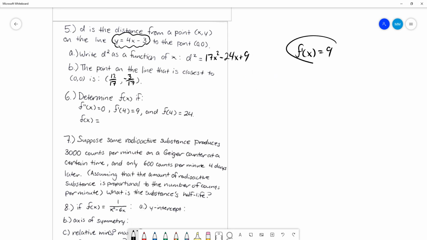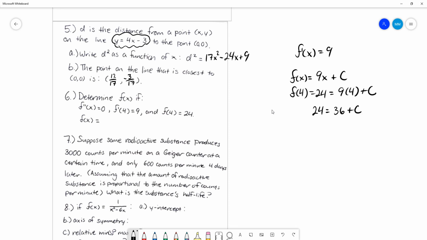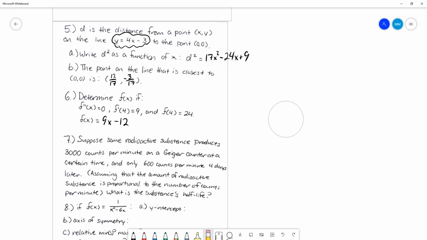Now, we're going to take the integral of this, right? So that's going to be f of x equals 9x plus some unknown constant. Now I can plug in what we know here. So f of 4 equals 24 equals 9 times 4 plus that constant. So 24 equals 36 plus c, which means that c must equal negative 12, which means our original function is 9x minus 12. It's a nice, straightforward one.